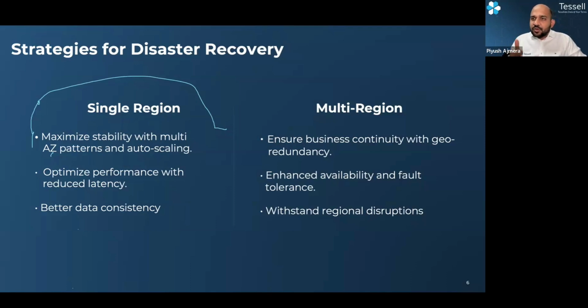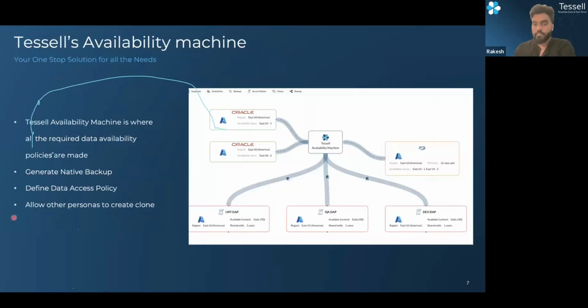With Tessell, you do not need to have a VM up and running. As we move further, I'll talk about a very exciting feature which Tessell has developed, the data access policy, and that will solve the customer issues of running multiple VMs and paying the licenses for them as well. Right. So where does all of this magic happen?